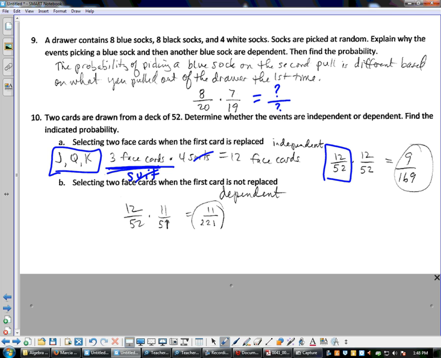But what if we put that card back, right? We're replacing that card and we're doing the experiment again. Well, then we got to multiply by another 12 over 52. And when you work this out, you end up getting 9 over 169 when you reduce your fraction.